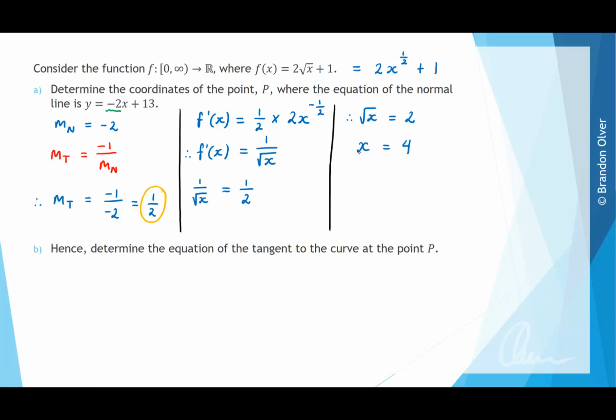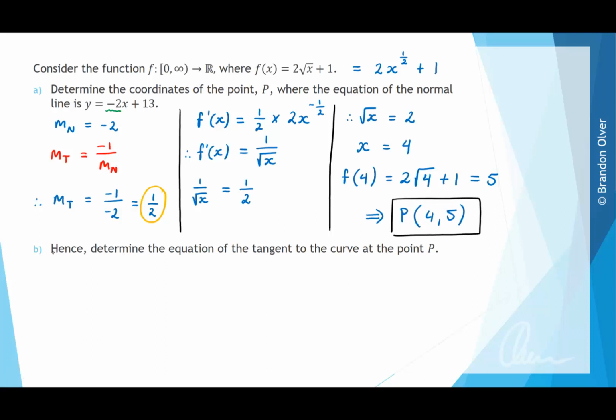Now that we've got the x ordinate or x value of this point P, to find the y value, we need to substitute x equals 4 into f of x. So we can write f of 4 is equal to 2 times the square root of 4 plus 1, and that's equal to 5. That means that the coordinates of the point P are going to be 4, 5. So that's the answer for part A of this question.